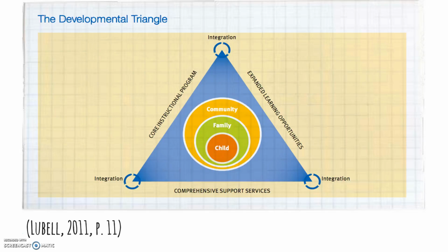So you see right there in the middle, you have the child in the center and the family and the community, and then they're kind of surrounded by this triangle of comprehensive support services, core instructional programs, and expanded learning opportunities, and it's all integrated throughout. But again, the child is at the center, the family is at the center, and then the community is encasing it.